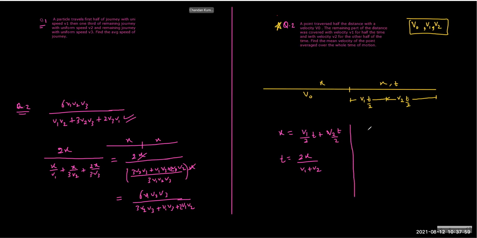And then you can add the V average, which is 2x upon the time taken. The time taken to go the first half will be x by V naught. And the rest time is t, which we got in terms of x, 2x by V1 plus V2. So the answer turns out to be 2 times V1 plus V2 multiplied by V naught upon V1 plus V2 plus 2V naught. See the answer.